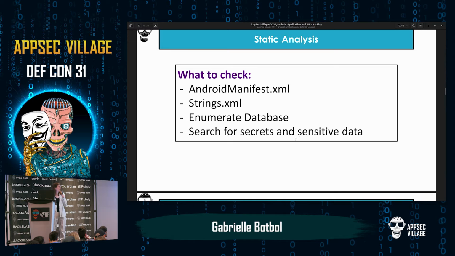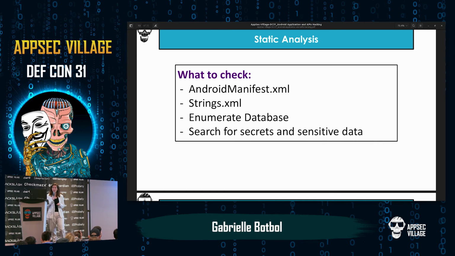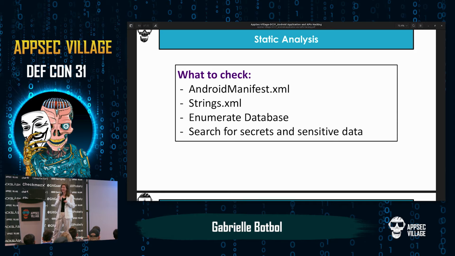And next is the static analysis. We are going to check the Android manifest and the strings.xml. We can also enumerate the database. There are plenty of tools on GitHub for this purpose. And of course, you can check for sensitive data. I really recommend that you check for sensitive data. First, I'm going to show you some examples on the Android manifest file.